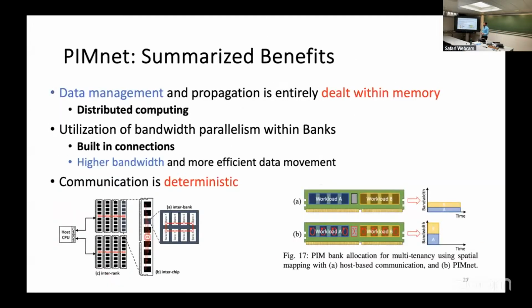So really quick, I went through this pretty quickly, so I just want to summarize real quick for everyone, so no one's lost. Basically, PIMnet is a data management system, and the propagation is entirely dealt with in memory. So all the data management is dealt with in memory, and it's all being propagated to the correct locations, somewhat similar to distributed computing. It's also utilizing the complete bandwidth parallelism within banks. So it's using all the built-in connections, which means it can use the full bandwidth possible out of it. And it's just a much more efficient way of moving data around. The only downside perhaps for PIMnet is the fact that all communication has to be deterministic, and you can't do it on the fly or on demand.